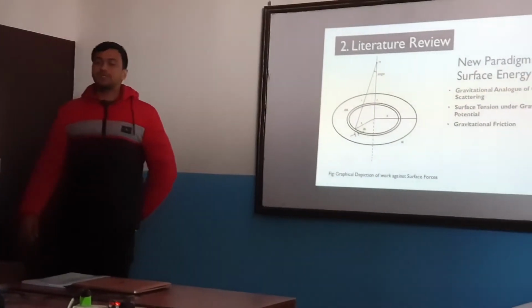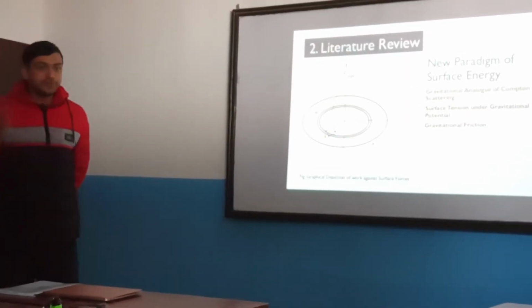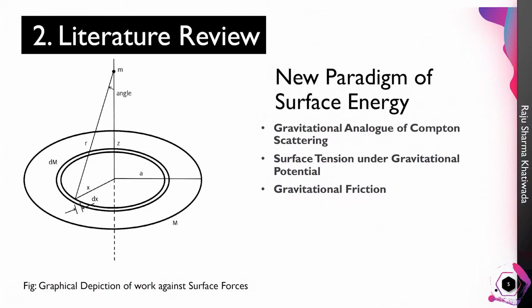Now let me talk about the literature review. Let me explain what this surface energy is. We can understand this surface energy in three ways. The first is the gravitational analog of Compton scattering.